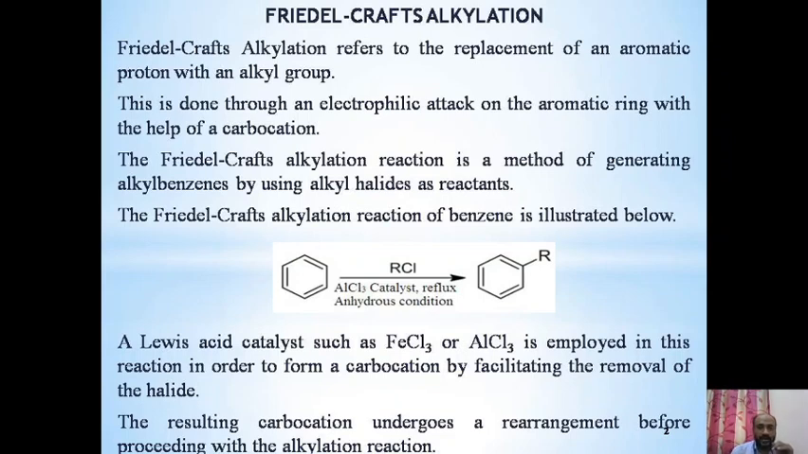A Lewis acid catalyst such as FeCl3 or AlCl3 is employed in this reaction in order to form a carbocation. When I explain the mechanism, we will see how we get that carbocation during the reaction. Once the carbocation is produced, it is facilitated by the removal of the halide group. The resulting carbocation then undergoes rearrangement before proceeding with the alkylation reaction.